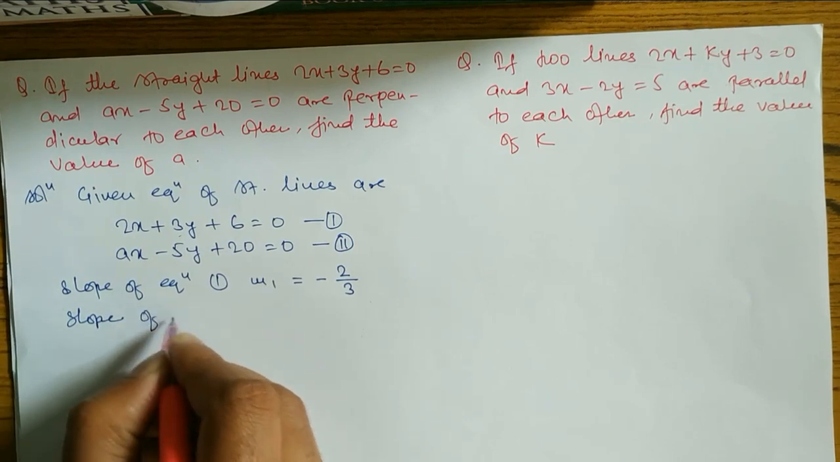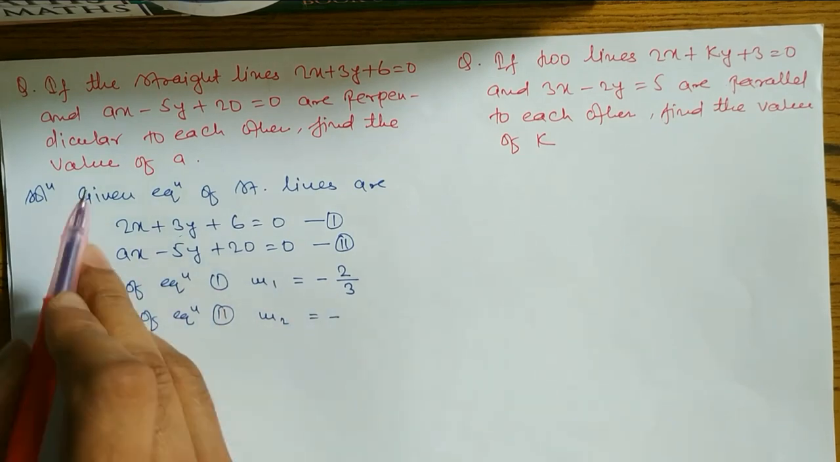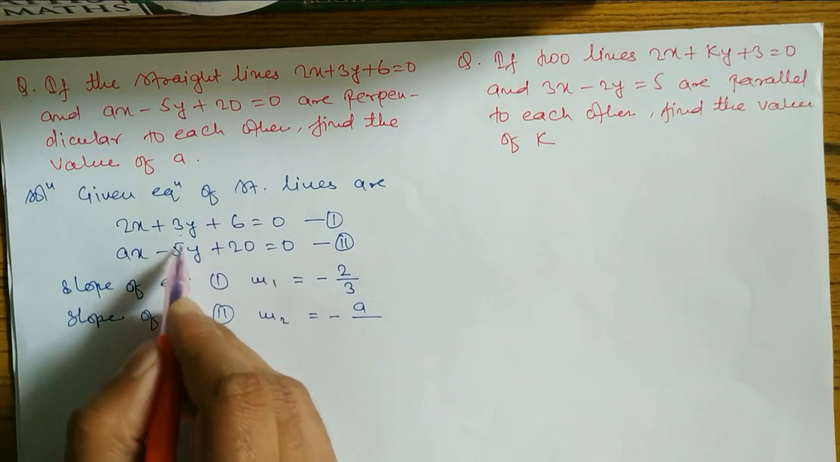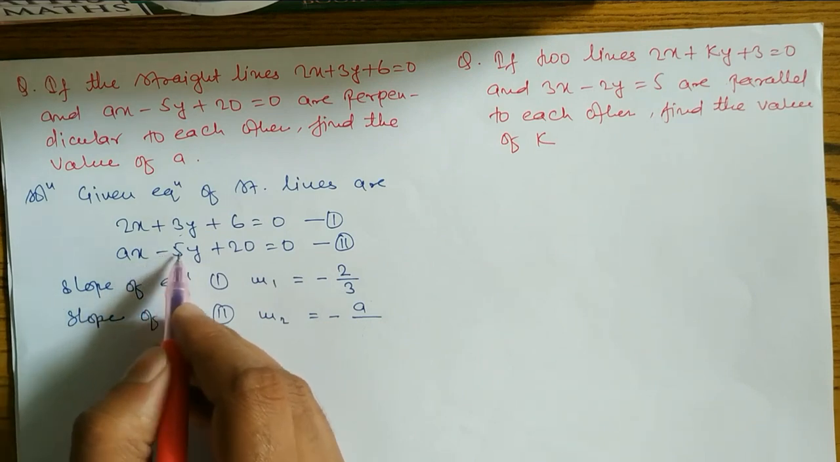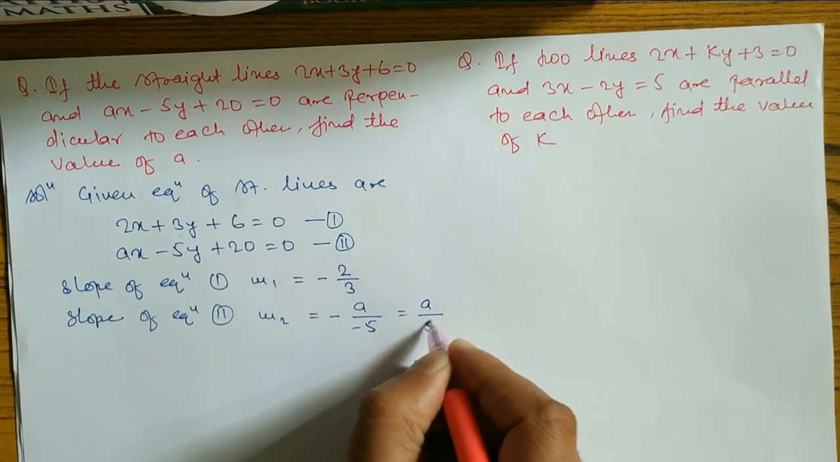Slope of equation 2, m2, is equal to minus coefficient of x, which is A, by coefficient of y. We have to take the sign also. Here it is minus 5, so m2 is equal to A by 5.